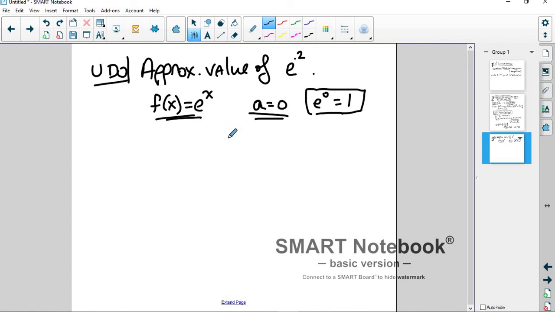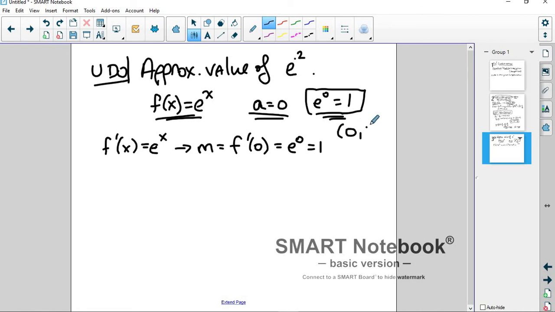Okay, so tangent line. First thing we need to do is find the derivative. Of course, the derivative of e to the x is e to the x. And so the slope is f prime at 0, which is e to the 0, which is 1. And the point we already found is 0, 1. Plug in 0, you get 1. So you get y minus y1 equals m times x minus x1, and so you get y equals x plus 1 as your tangent line.